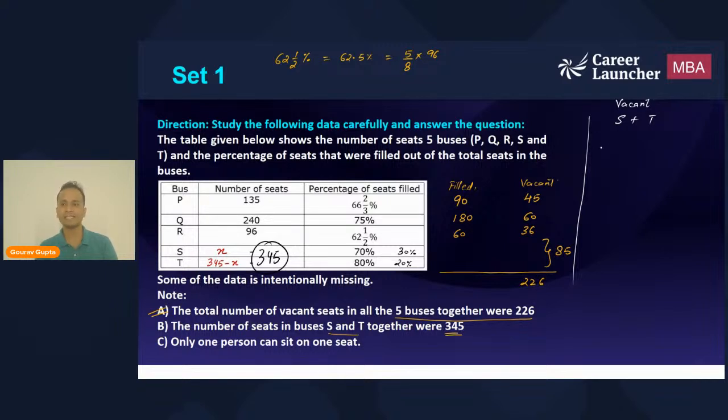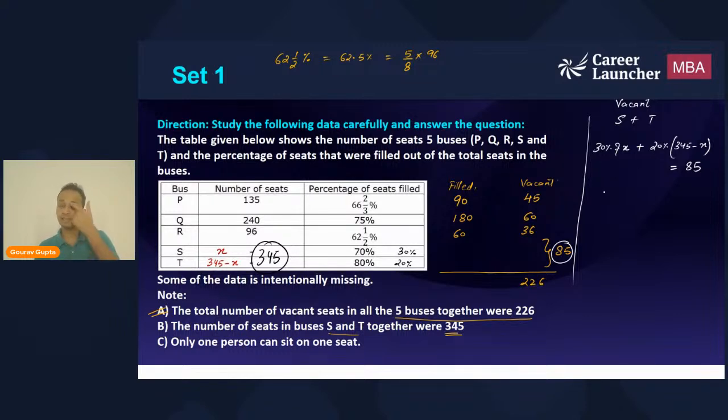So in bus S, 30% of X is the number of vacant seats, and in T, 20% of 345 minus X is the number of vacant seats. Now together the number of vacant seats is 85, which we have already calculated here. So from here I can calculate the value of X. Sandeep has already done that.